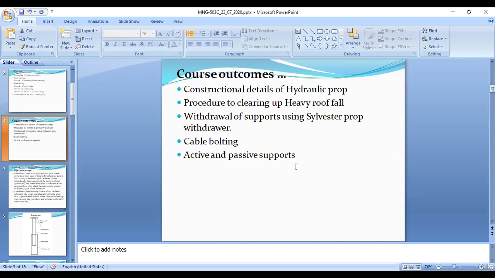The examples of passive supports are, in roof bolting, not all the roof bolts, guys. This is very, very important. Not all the roof bolts. Fully grouted resin capsule roof bolting is an example of passive support, and roof stitching is an example of passive support. Whereas the other supports come under the category of active support.